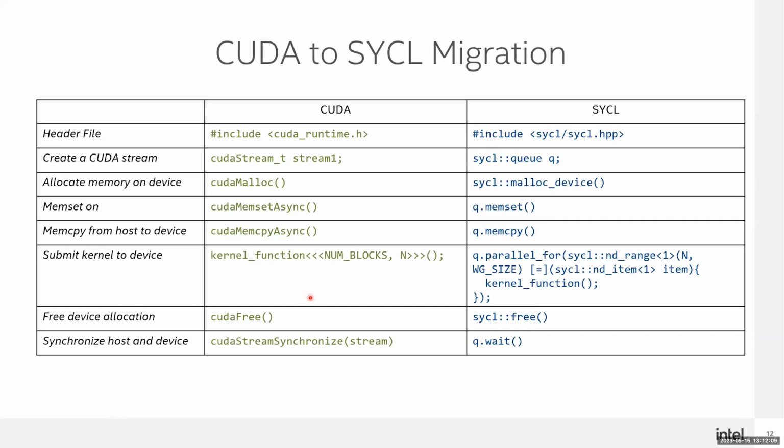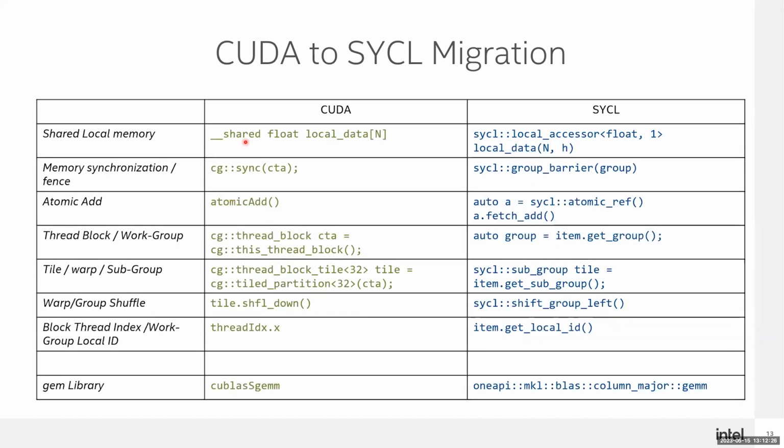We looked at the kernel function. To free the allocations, you use cudaFree, and then in SYCL, you use the SYCL free. To synchronize between host and device, there's cudaStreamSynchronize, and that's what wait does in SYCL, right? And same thing for more complicated APIs. These are mainly APIs that are used in the kernel function itself.